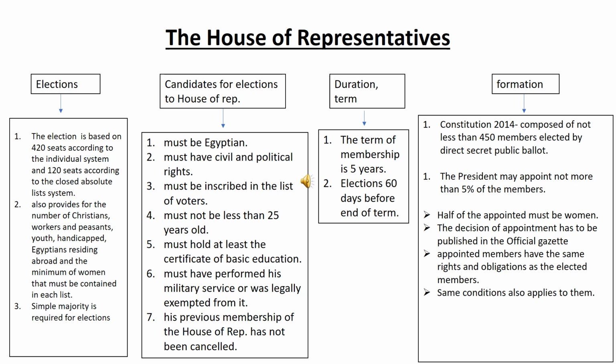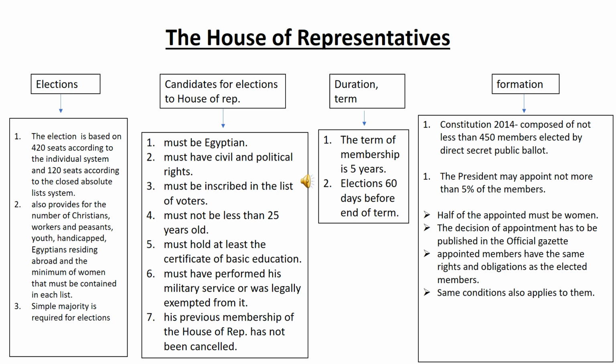Okay, so he is going to be part of the House of Representatives for 5 years, up to another new voting of the House of Representatives. The election is held 60 days before the end of term. So whenever the term of the House of Representatives ends, 60 days before this term, we must have new elections in order to make sure that we are not going to have a huge gap between the old House of Representatives and the new one.